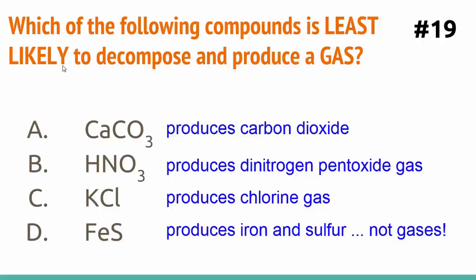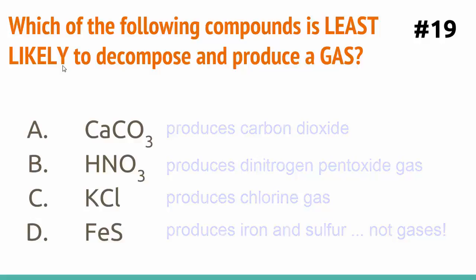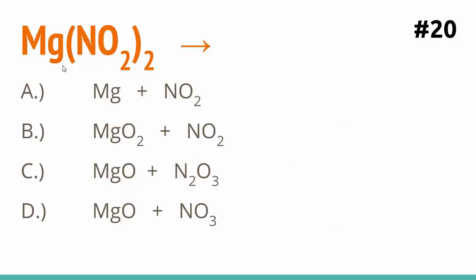So we're not going to get a gas from letter D. Neither one of those is going to come out as a gas. Number 20, we've got magnesium nitrite decomposing. How does this work? Again, this is a ternary salt, so we're going to get a metal oxide and a non-metal oxide. Well, that leaves me B, C, and D as my choices.